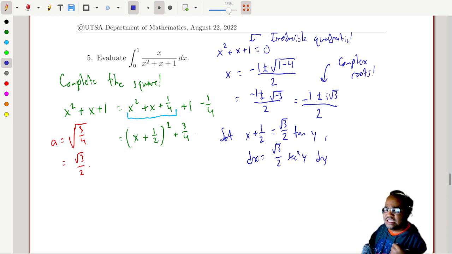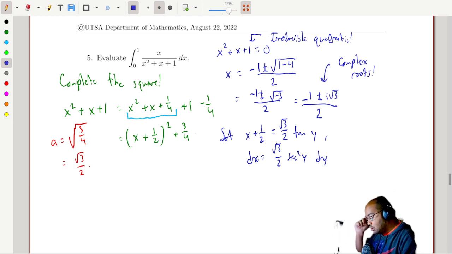Okay, now we just have to change the limits of integration. Remember, anytime we do a change of variables, I have to change the limits of integration. We're changing units. So I'm going to do this in, I guess, orange. Okay, there's a lot going on here.